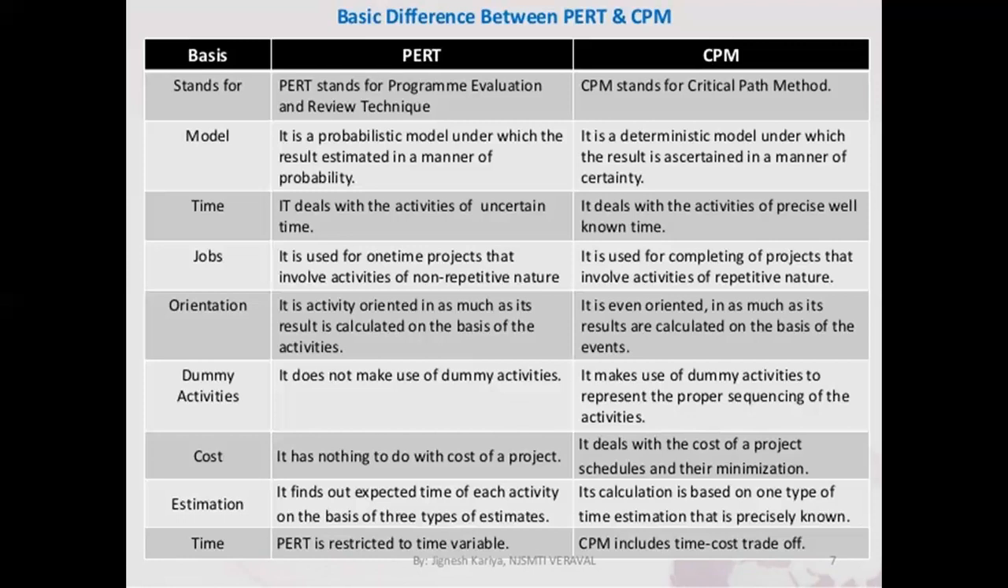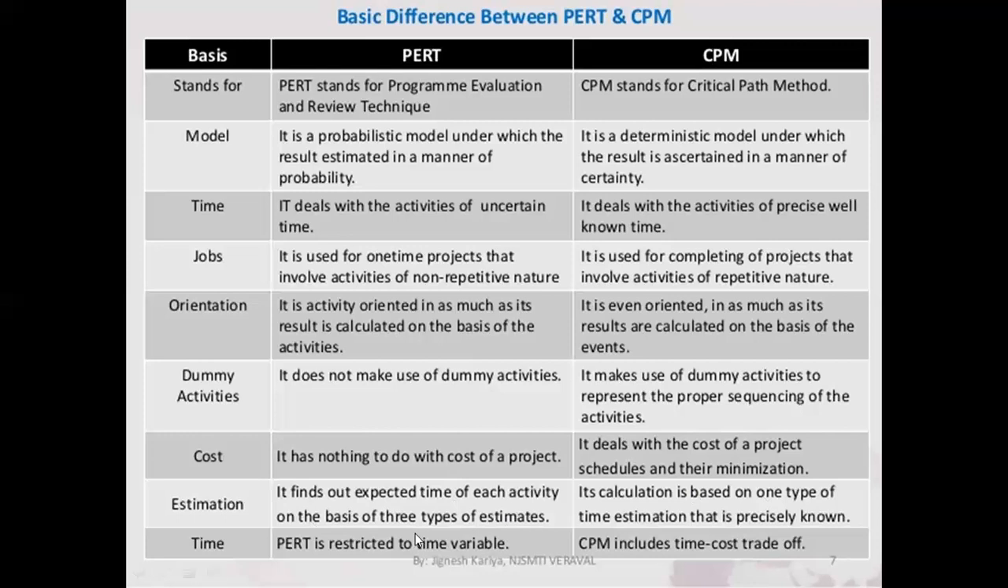What is a dummy activity? It is an activity which doesn't take any time duration. Such activities are known as dummy activities. Similarly, cost. PERT has nothing to do with the cost of a project, whereas CPM deals with the cost of a project, schedules and their minimization. And estimation. PERT finds out the expected time of each activity on the basis of three types of estimates. What are they? Optimistic time, most likely time, as well as pessimistic time.